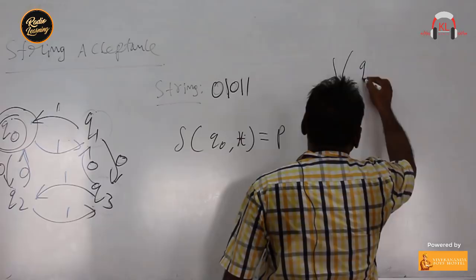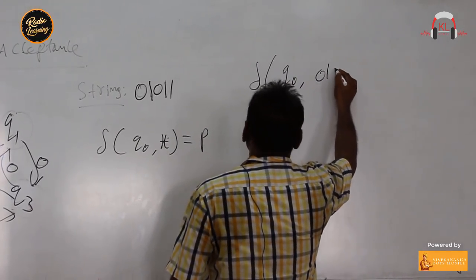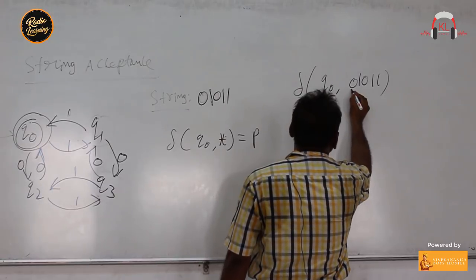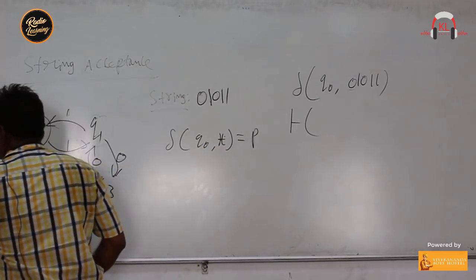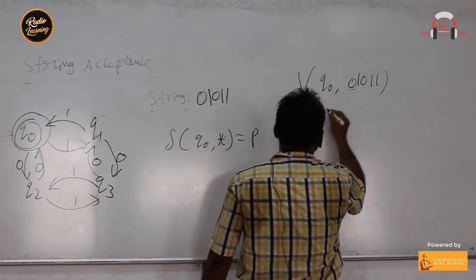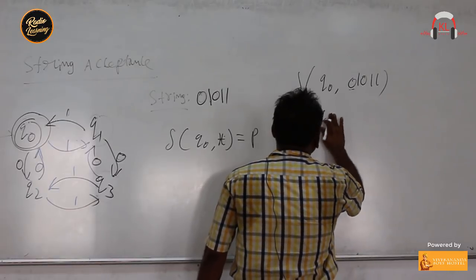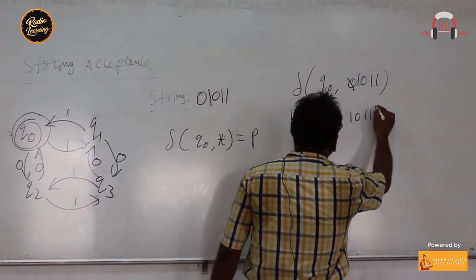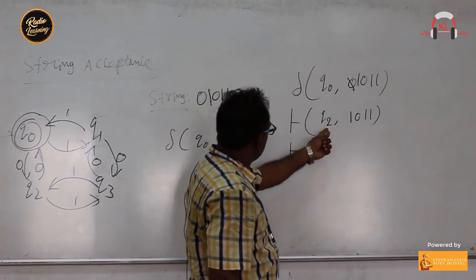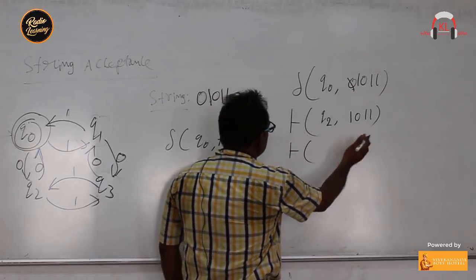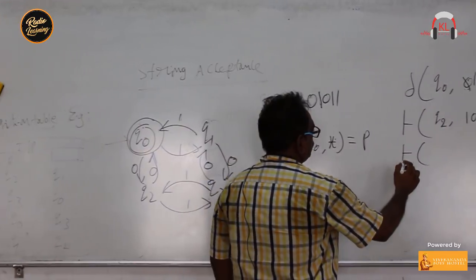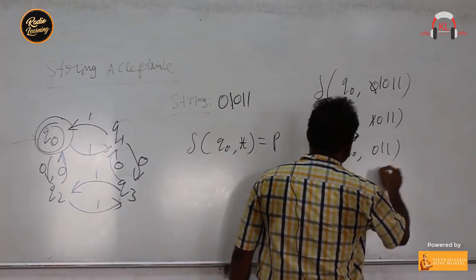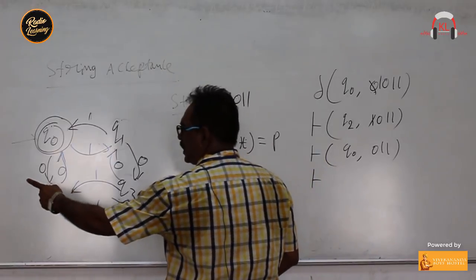I have to start from the initial state Q0 and take the entire string 01011. The current state is the initial state Q0, and the current input symbol is 0. Q0 on 0, we are moving to Q2. So read the input symbol 0 and move to Q2. The input 0 is over, and the remaining string is 1011. Now the current state is Q2, and the current input symbol is 1. Q2 on 1, we move to Q3.